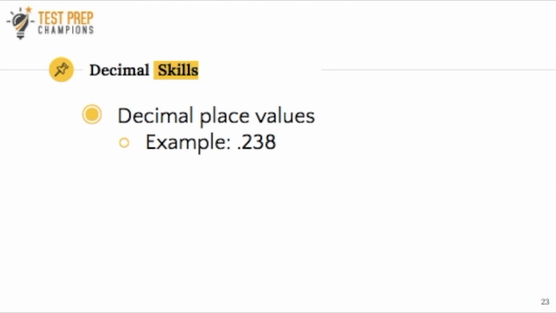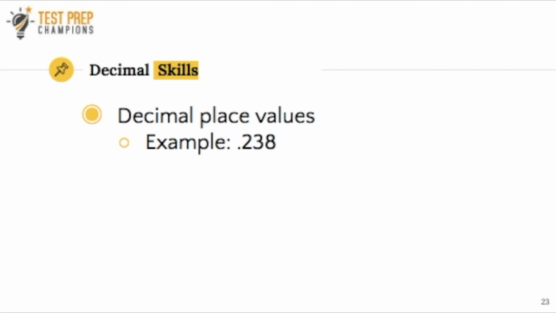So for example, you'll want to know what I mean when I say tenths, hundredths, thousandths, and ten-thousandths place, right? So here we see 0.238, and you'd want to know that the 2 is in the tenths place, 3 is in the hundredths place, and 8 is in the thousandths place. It's a bit of a tongue twister to say, but hopefully you get my point here.